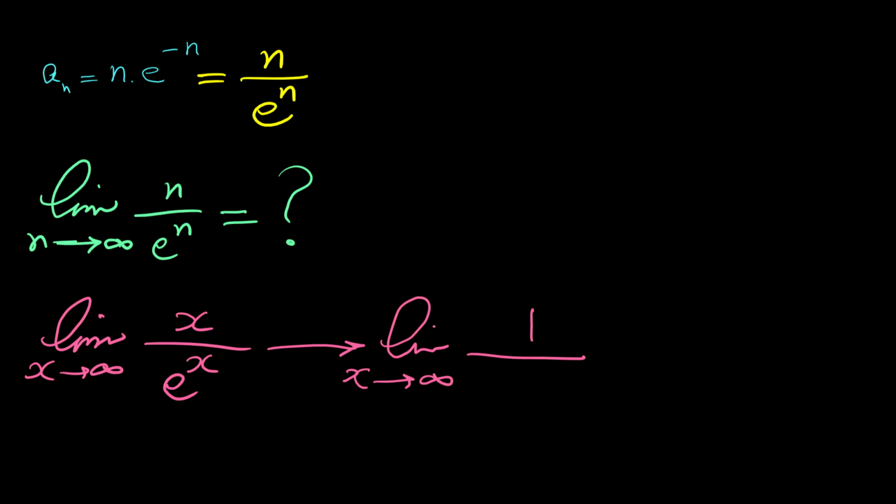The derivative of x is 1. The derivative of e to the x is e to the x. Now what is this limit? 1 over e to the infinity. 1 over infinity is 0. So this sequence converges to 0.